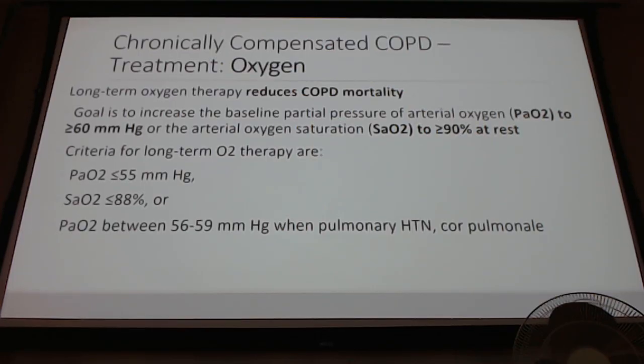All right, so long-term oxygen therapy reduces COPD mortality. It's probably one of the few things that does, and our goal is we want to get that PO2 over 60, which is usually around 90%. So we like to keep it in that 88 to 92% range. Criteria for long-term therapy, they've got hypoxemia, so that PO2 is 55 or less, their SpO2 is 88. And we like to keep it somewhere close to that normal range.